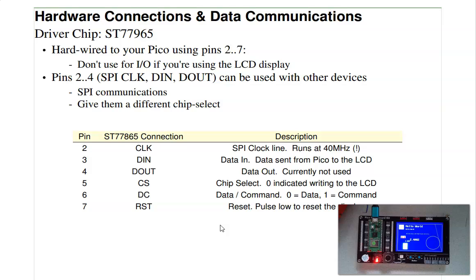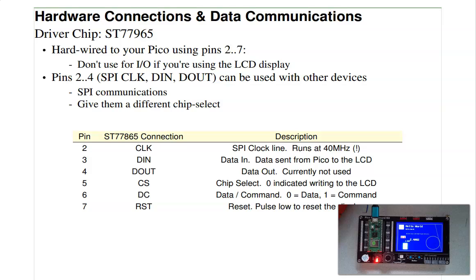Now, a little bit of background. The graphics display is driven by an ST77964 chip. It's hardwired to your Pico board on pins 2 through 7. What that means is if you want to use the graphics display, don't use 2 through 7 for other stuff. They're kind of tied up.